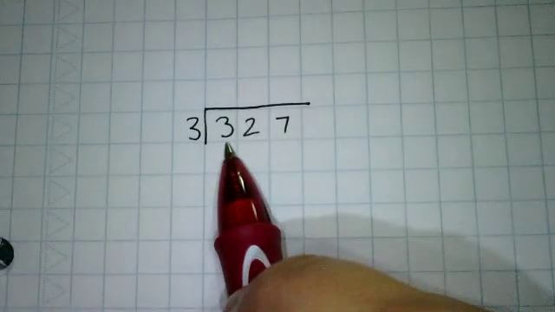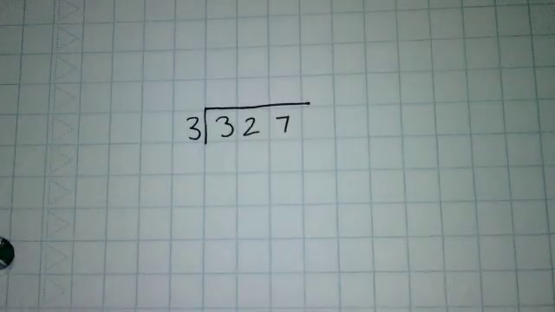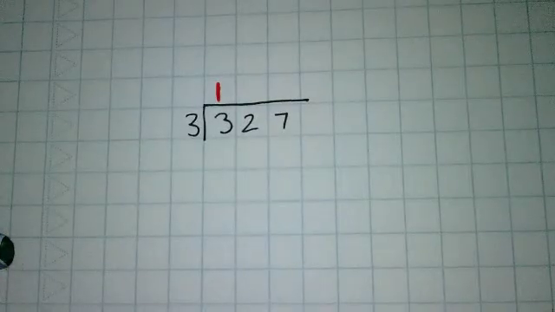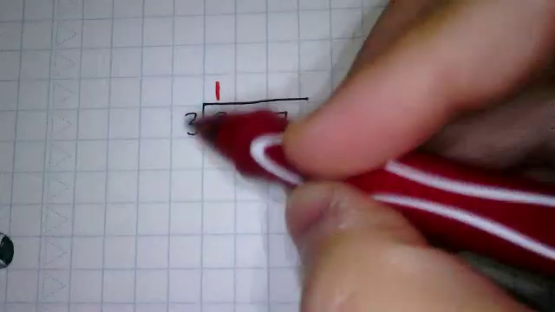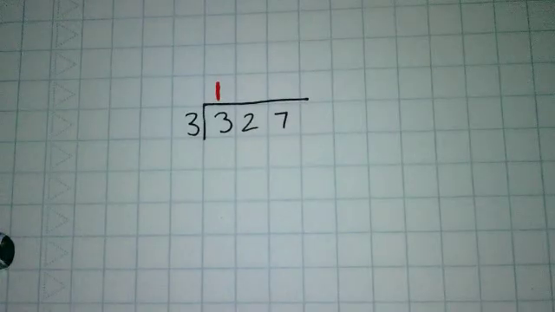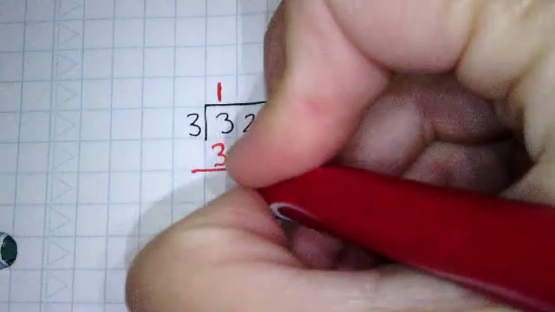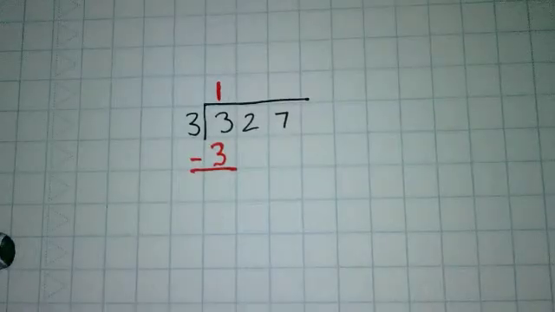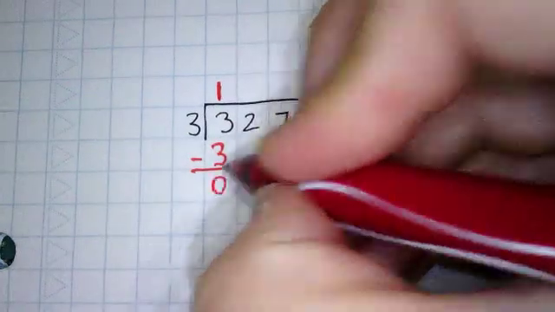How many times does 3 go into 3? Hazel, do you know how many times 3 goes into 3? 1 time. So I'm going to write my 1 up top. And then I can multiply. What is 1 times 3? 3. And then I subtract and I get what? 0. Okay?